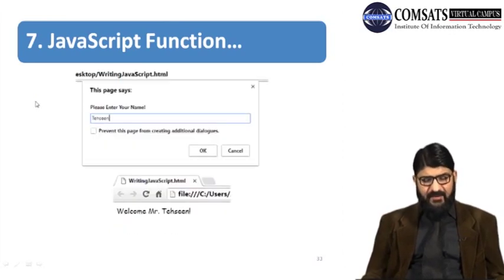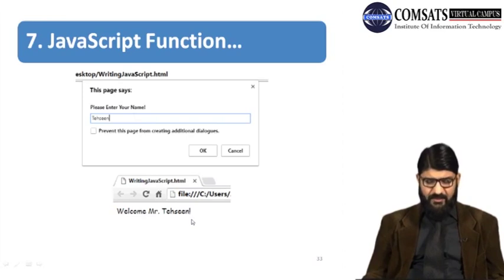Proceeding onwards, let's see the JavaScript function output. Please enter your name, and here it is mentioned Tehseen. Prevent this page from creating additional dialog. This is just a notice. So this is basically an input taking value for the prompt function, and this is basically the output of document.write: welcome Mr. Tehseen.